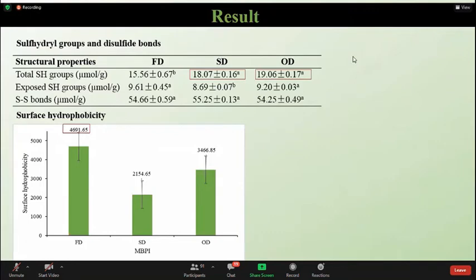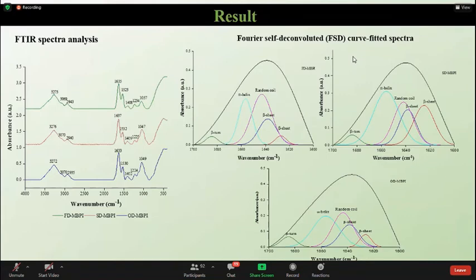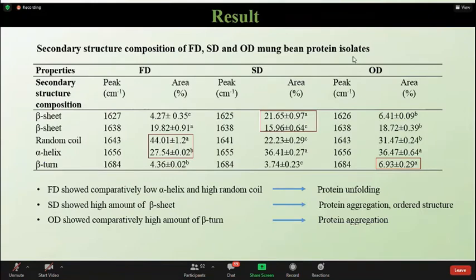So looking into the surface hydrophobicity of the protein, we also compare different surface hydrophobicity for different treatments. And this is the FTIR result. And we also compare in terms of secondary structure composition, to look at to what extent the treatment has changed the secondary structure.